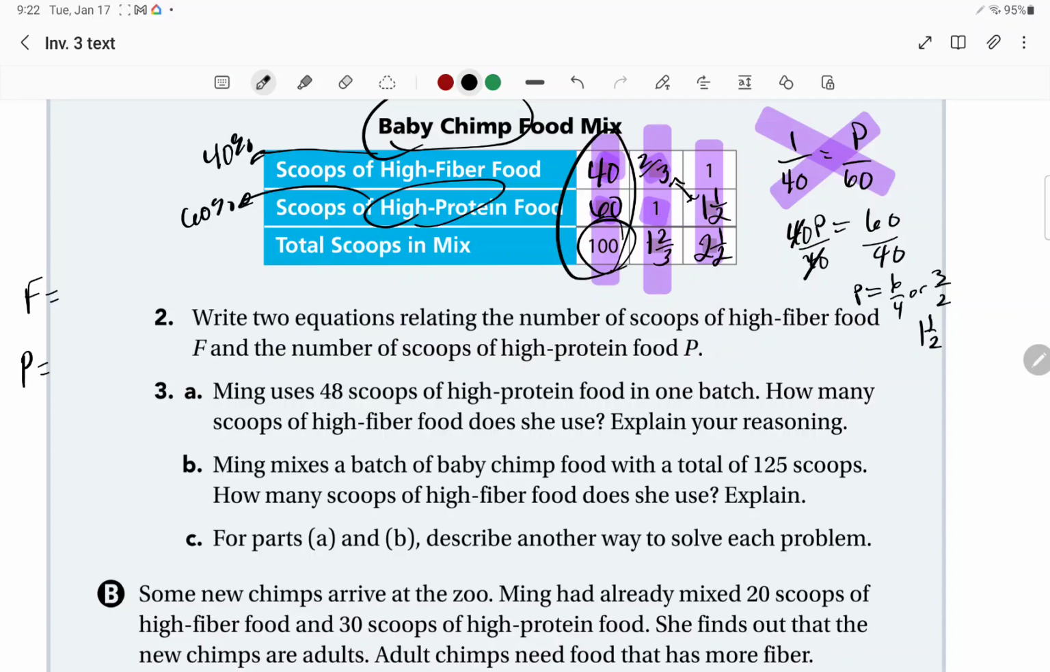So you should have F is equal to 2/3 P, and that could be easily seen right here. That row right there, or that column. And then P would be 3/2 F. So that's a P. All right, so those are our two equations for number 2.